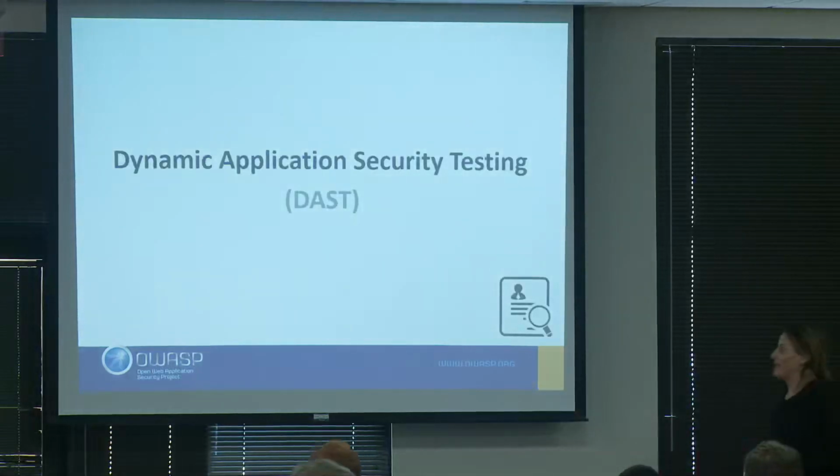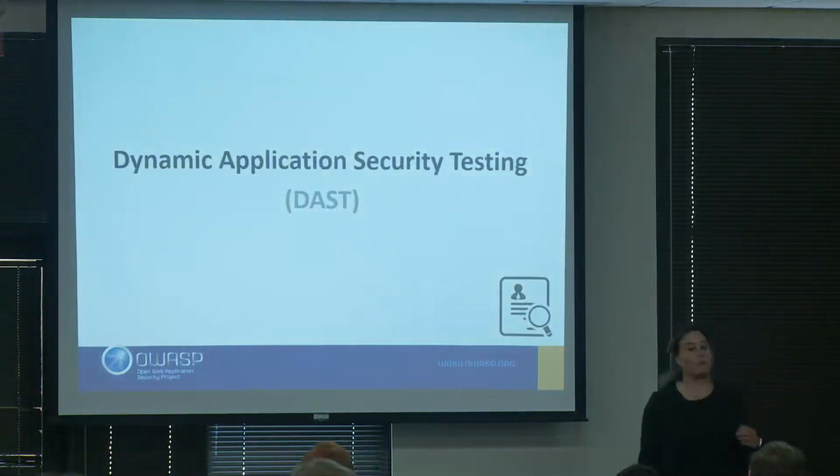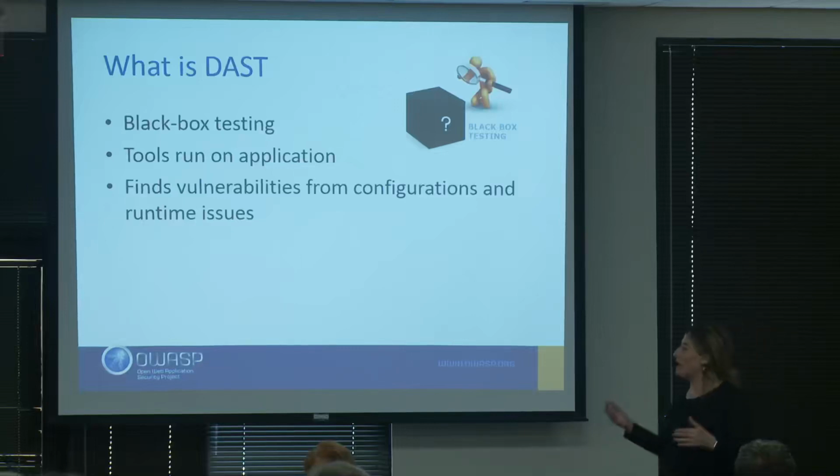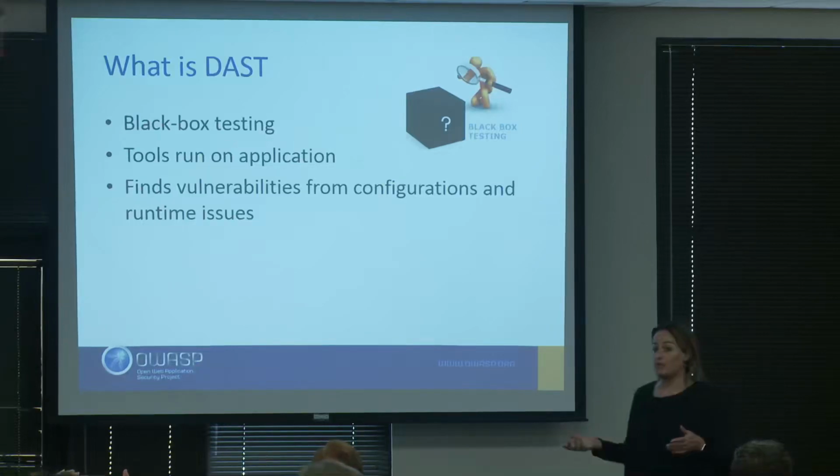So we went over SAST. So let's go over the other side, the other strategy we have. It's Dynamic Application Security Testing, or DAST. So what is DAST? Actually, just a quick recap. It's the black box approach. It will run on your running applications, and it can find your vulnerabilities from your configuration and your runtime issues.